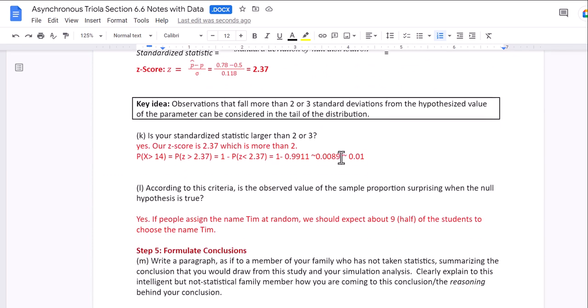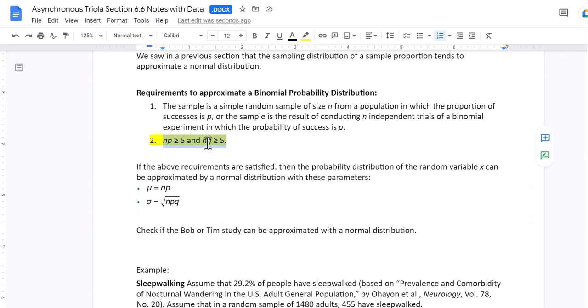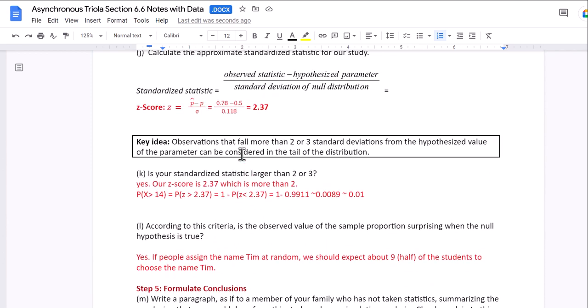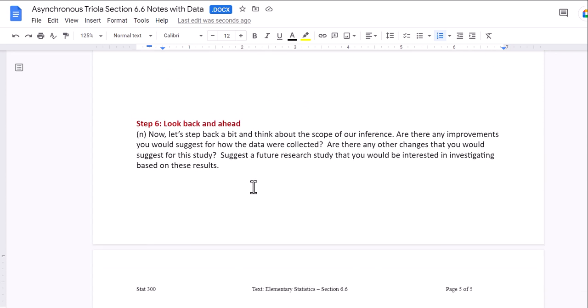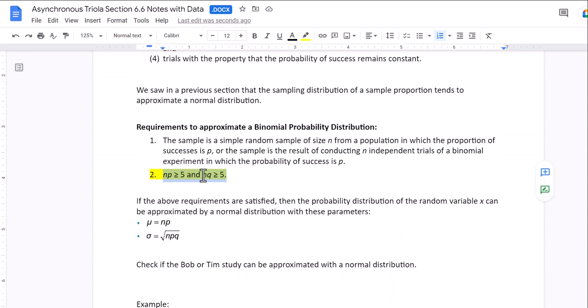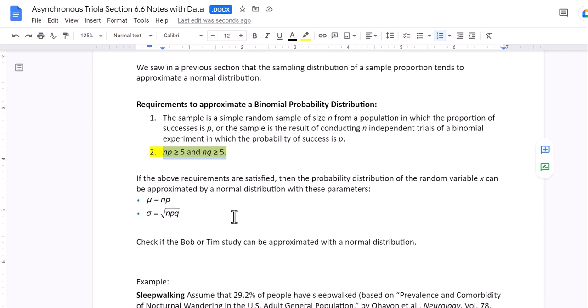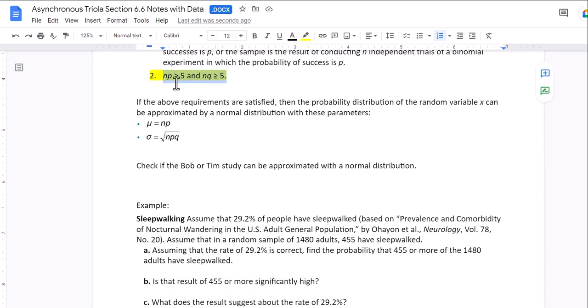In going to the bottom, if this is satisfied, now I can say, oh, the mean is NP and the standard deviation is the square root of NPQ. And with this information, now I can find the z-score for my own proportion for the statistic, right? The 14 out of 18. I can put that mean here and that standard deviation here. And then I don't have to do the simulation. But when this isn't satisfied, that's when we do have to do a simulation. So try it for the Bob and Tim. What you'll find out is that it does not qualify. So you have to use the simulation.